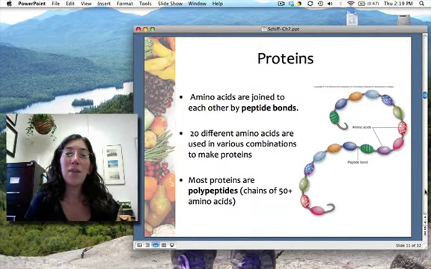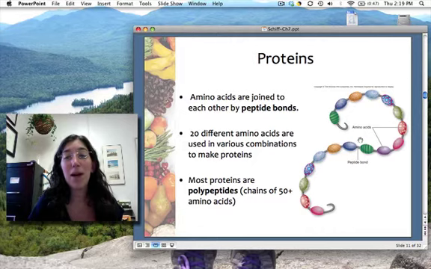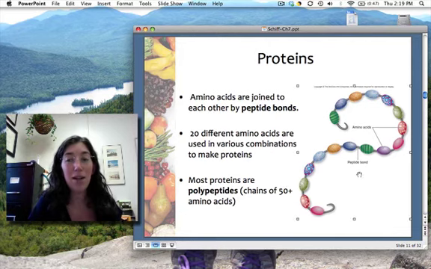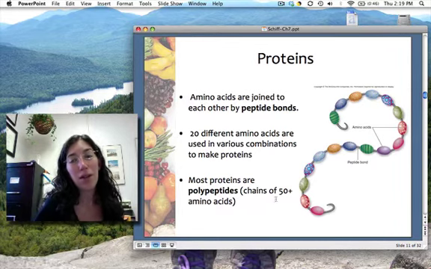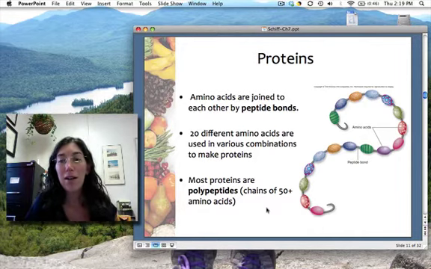Okay, so we take all these amino acids and we attach them together in these long chains that we call polypeptides. The reason we call these long chains of amino acids polypeptides is because those bonds that hold the amino acids together are called peptide bonds. So a polypeptide means many peptides, many amino acids linked together. The chemistry convention is that the term polypeptide is reserved for peptides that are 50 amino acids or longer. And most of the proteins in our body are 50 amino acids or longer, so most of them are considered polypeptides.